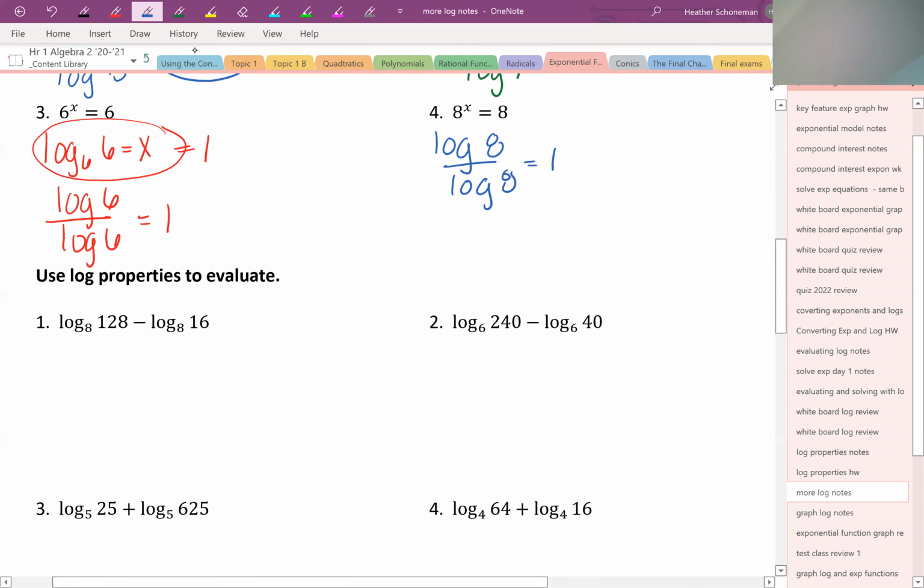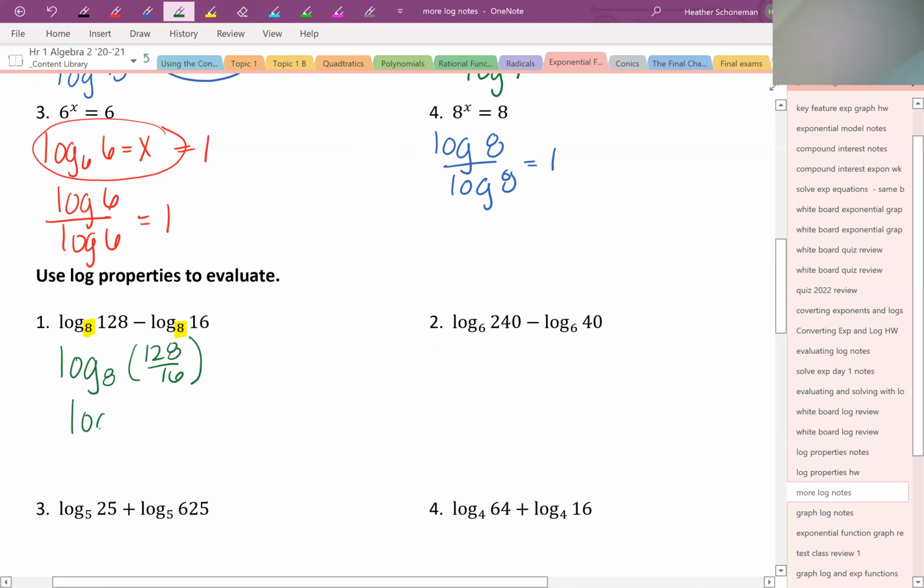Well, to figure out what I need to rewrite everything as, I need to look at this base here. And I need to see if I can write these numbers as something with 8 to some exponent. Well, there's no way I can write either one of those. If you look at your chart, it's not going to work. So if you can't, you need to go to plan B. So plan B, because it's minus, I can rewrite it as division. So it's going to be log base 8 of 128 over 16.